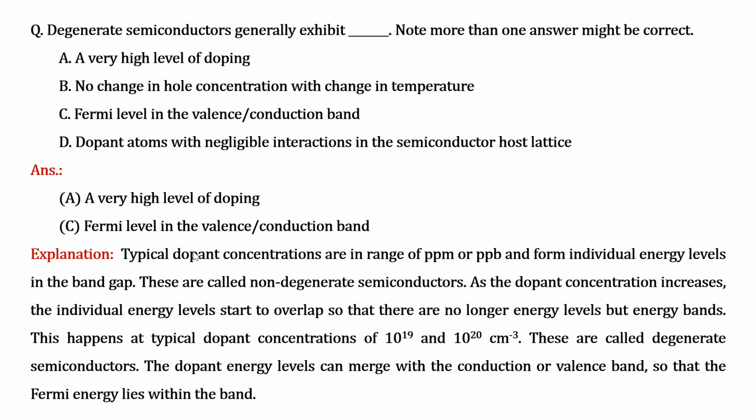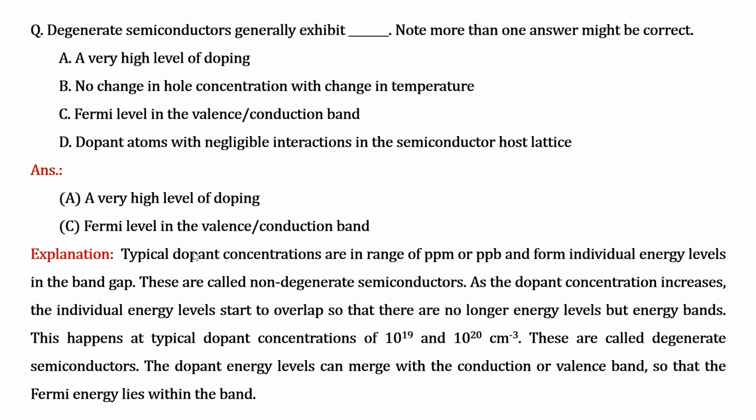Next is option C. We mentioned that there will be a very high level of doping. Because of this doping, at absolute zero the Fermi level will be located halfway between the valence band and conduction band. But whenever we add more and more dopant, suppose it is an N-type dopant, the Fermi level moves towards the conduction band. And if it is a P-type dopant, the Fermi level starts moving towards the valence band. So the Fermi level can actually fall inside the conduction band or valence band. That is also correct.